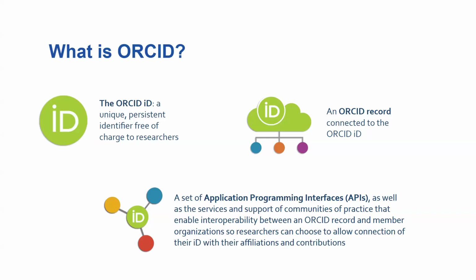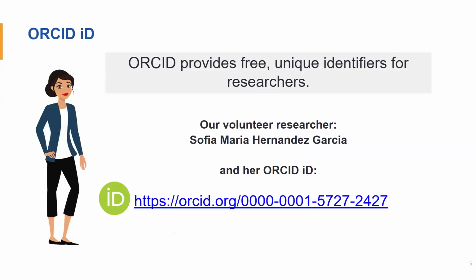The ORCID API allows the research community to work collaboratively with ORCID by allowing connections between the ORCID record and member organizations. In this session, we'll only be going into a little more detail on the ORCID ID, as well as a very brief overview of the ORCID record. In a future session of this webinar series, we'll go into more detail on what the ORCID API is, as well as how that works. So first, let's talk about the ORCID ID.